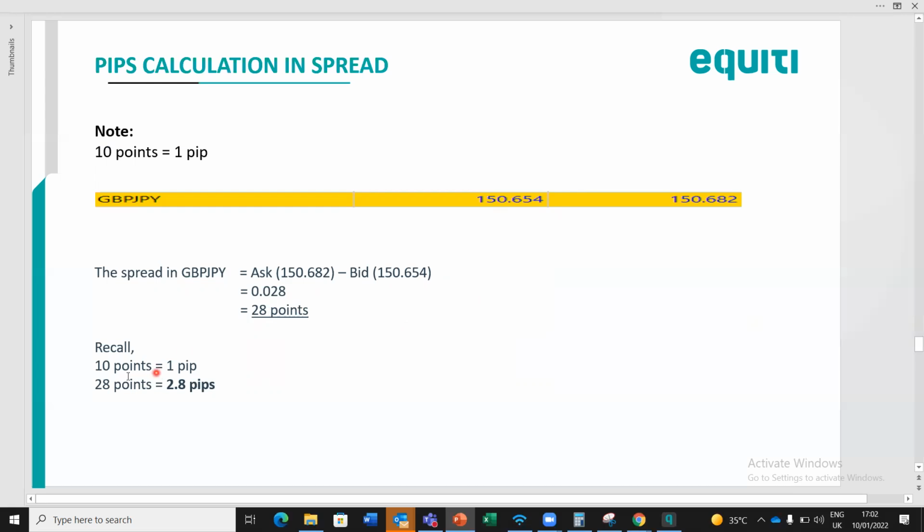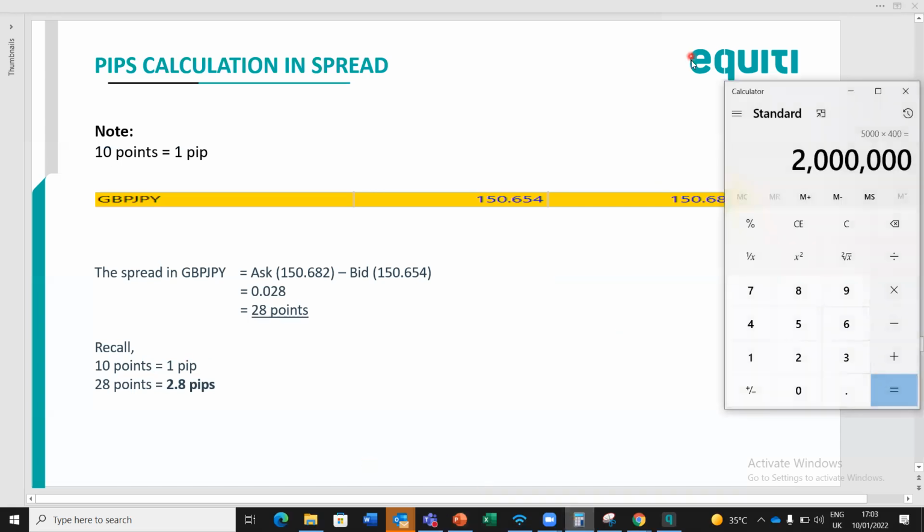Now recall that we have earlier established that 10 points make one pip, right? So it simply means that 28 points will give us what? 28 divided by 10. Of course, cross multiplication, 28 multiplied by 1 divided by 10, right? I know you can still remember that. So this is 28 multiplied by 1 and then divided by 10 to give us 2.8 pips.